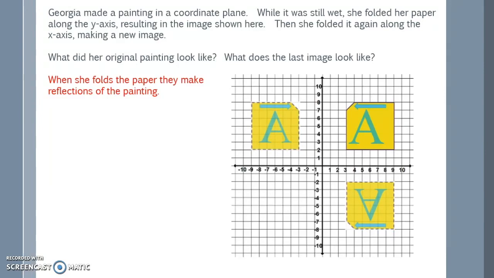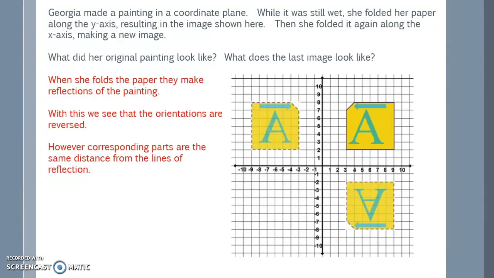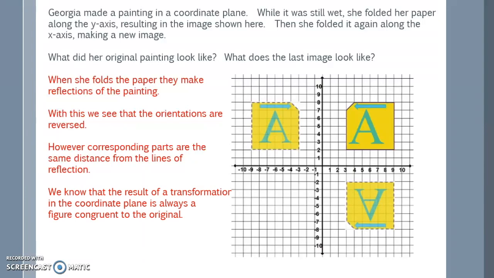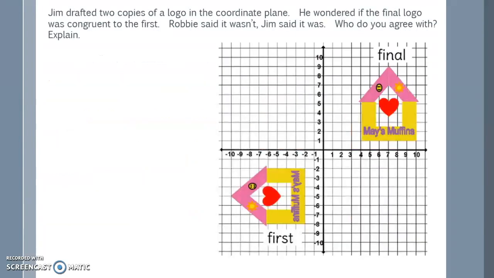When she folds the paper, they make reflections of the painting as follows with the dashed lines. With this, we see the orientations are reversed. However, the corresponding parts are the same distance from the lines in which they were reflected. We know the result of the transformation in the coordinate plane is always a figure congruent to the original.